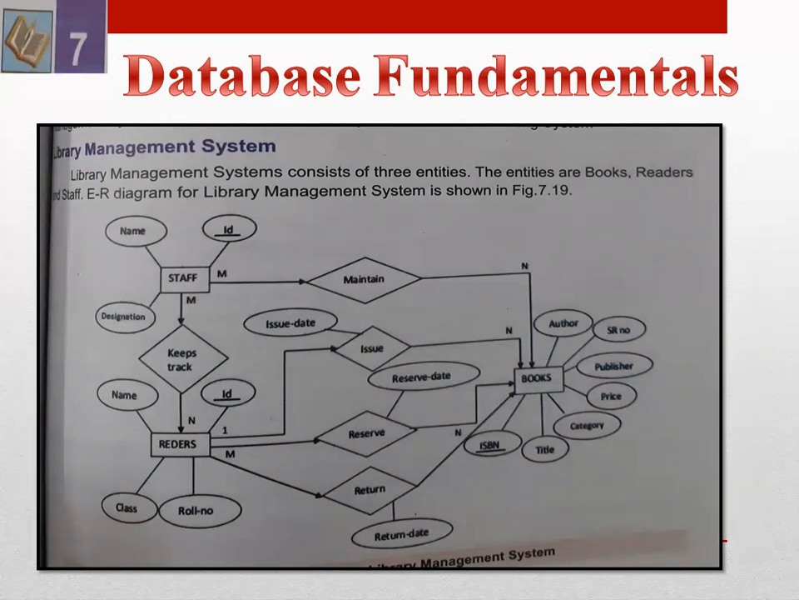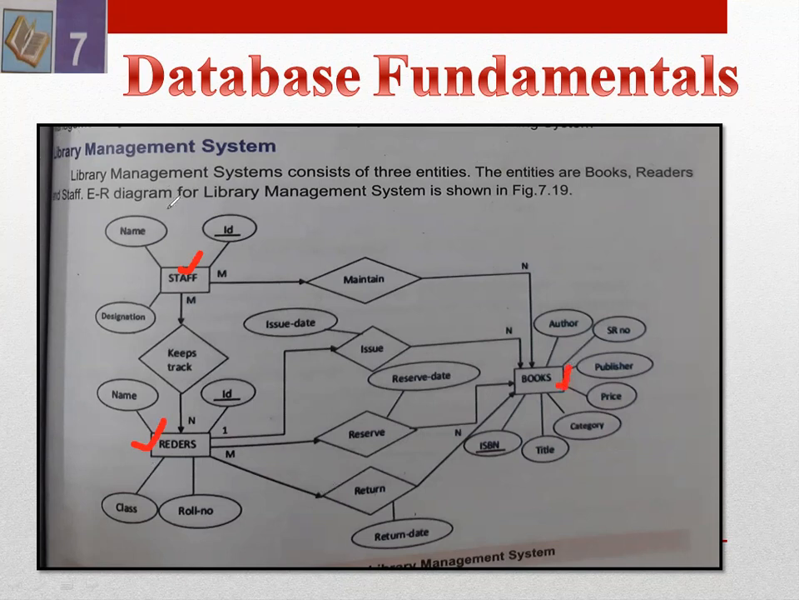So on your screen you can view we have entities in rectangle boxes. Here is staff, this is one entity. Then here we have readers, then we have books. Here, look, we have the entity staff. This is your staff entity, this is your reader entity, and this is your book entity.